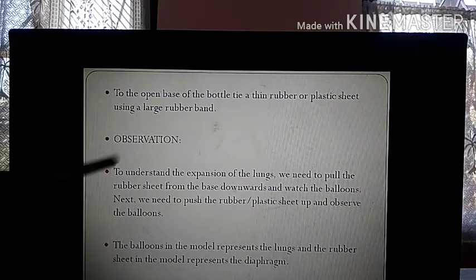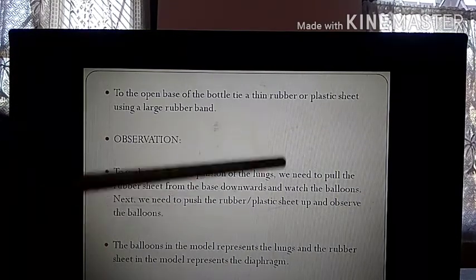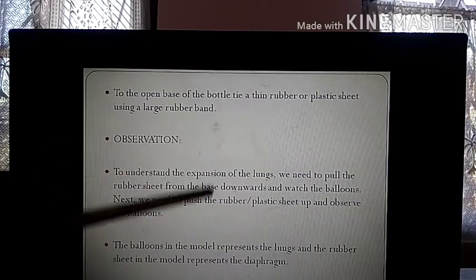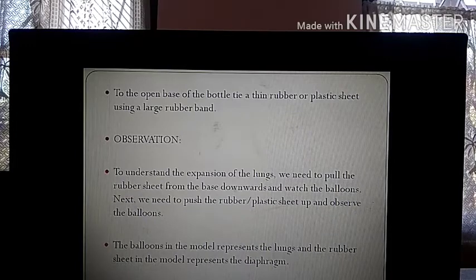Now observation. To understand the expansion of lungs, we need to pull the rubber sheet from the base downwards and watch the balloons. Now why did we use the rubber sheet? So that we can pull it down and also push it up. If you pull it down as well as push it up, you will find that the balloons will behave in a different way.